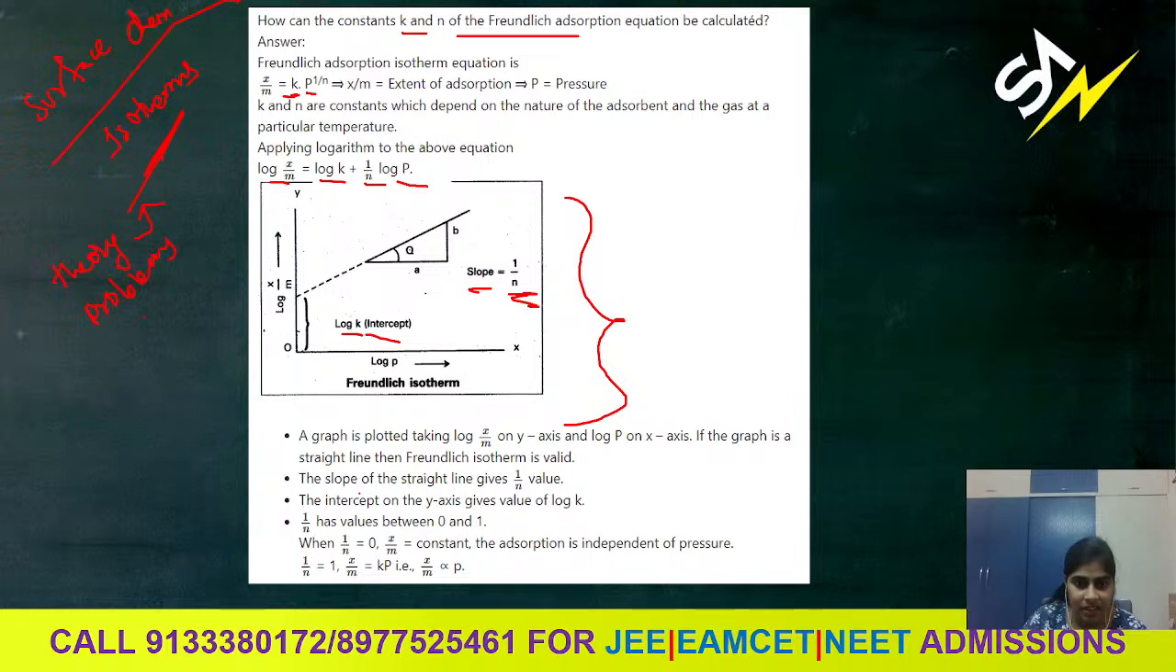You can observe here the slope of the straight line is given by the 1 by n value, and the intercept is the log K value. From this we can get the values of K and n. So this is how you can calculate K and n values. You can expect this type of question also.